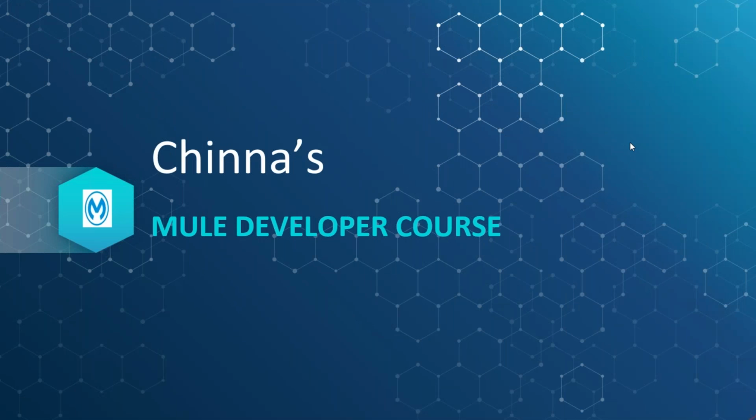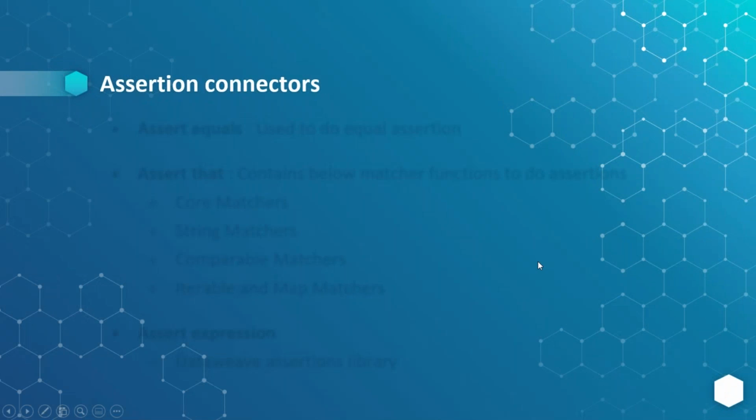Hi, welcome back. In the last session, we saw how we can develop a simple MUnit test case, and also how we can assert the payload to do the validations. In the last session, we used assert equals. Along with assert equals, we also have other ways to do the assertions.